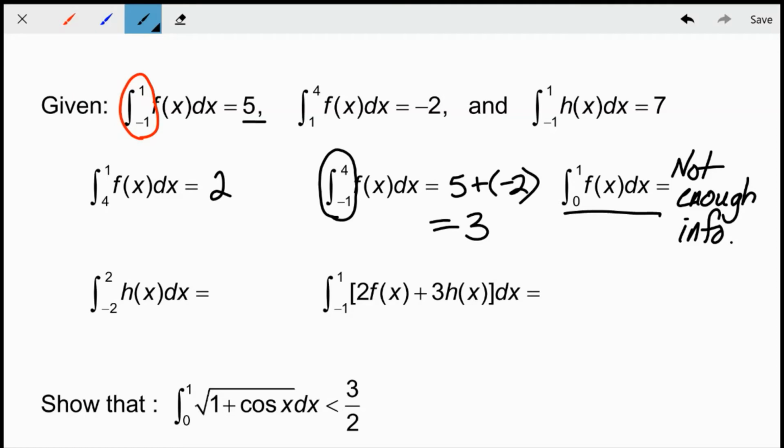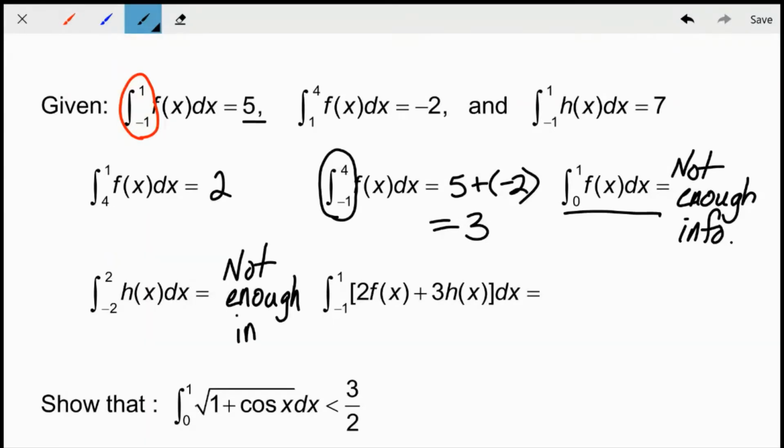All right, and in a similar way, notice we have this integral from -2 to 2 now of h of x. Over here, we have information about -1 to 1. So again, first thought, you might think, well, I can just double it because the limits of integration, the width, has doubled. Maybe it's just 14. And the reality is it could be 14, but we just don't know that because we don't know what this function is doing. So again, on this one, we would write not enough information.